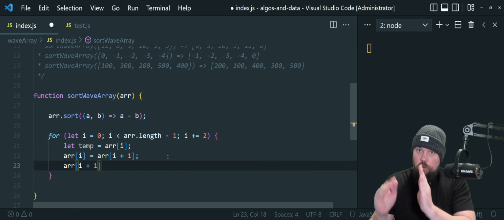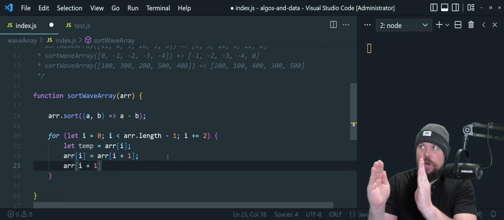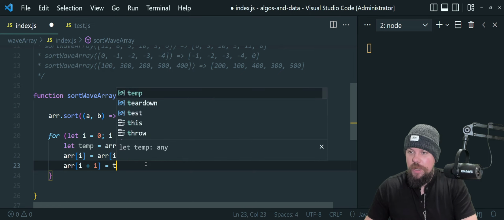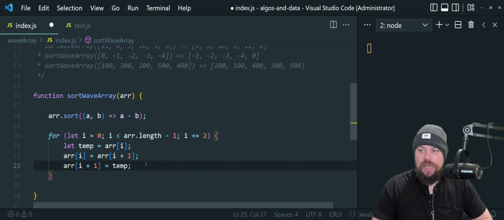the former right-hand position is now going to be whoever the shorter person was swapped over. So we're going to swap those two individuals over by assigning the temp value like that. And believe it or not, that is all we need to do to solve this problem.